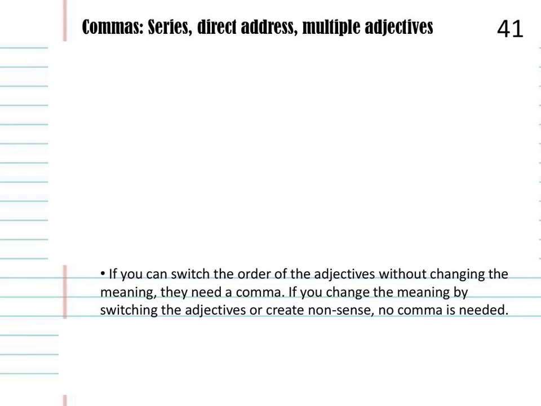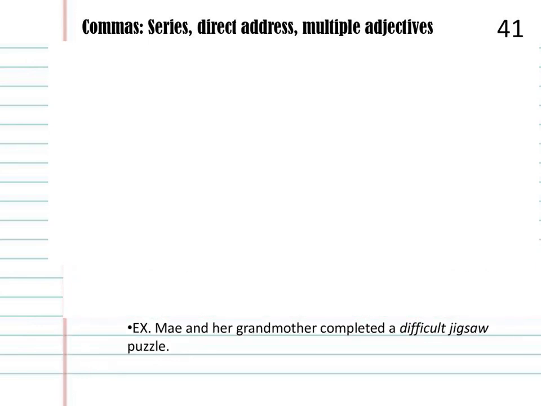Here is an example. May and her grandmother is our subject in this sentence. This is a girl and her grandma. So we have 2 subjects. Our verb is completed. And then we ask the question, what? What did she complete? Well, she completed a puzzle. And we have 2 words telling us what kind of puzzle. We have the word difficult, and we have the word jigsaw.